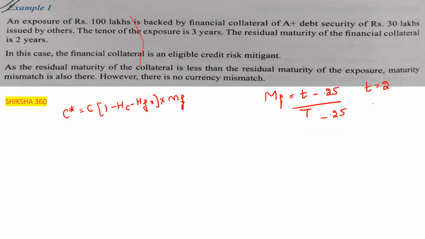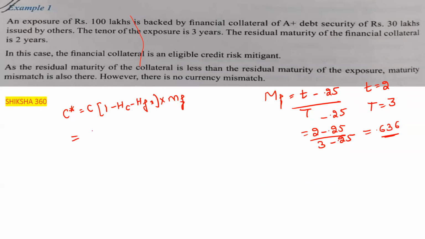Small t here we have given, that is 2, and capital T here we have given, that is 3. Okay. So please tell fast, what is the value of MF? That is 2 minus 0.25 upon 3 minus 0.25. Here we have got 1.75 divided by 2.75, which we will get here 0.636.